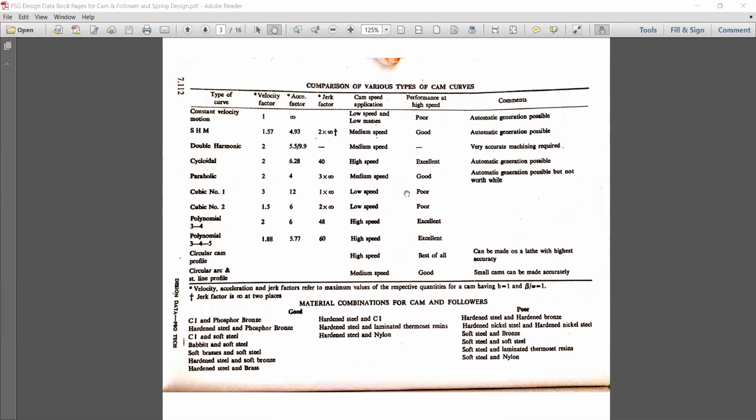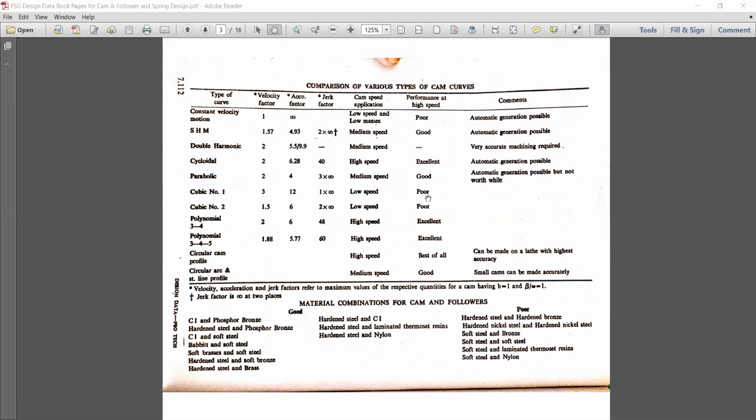In PSG page number 7.112, the comparison of various types of cam curves is shown based on velocity factor, acceleration factor, jerk factor, then cam speed, application, performance at high speed, and a small comment. Here the material combinations for cam and follower are also shown.